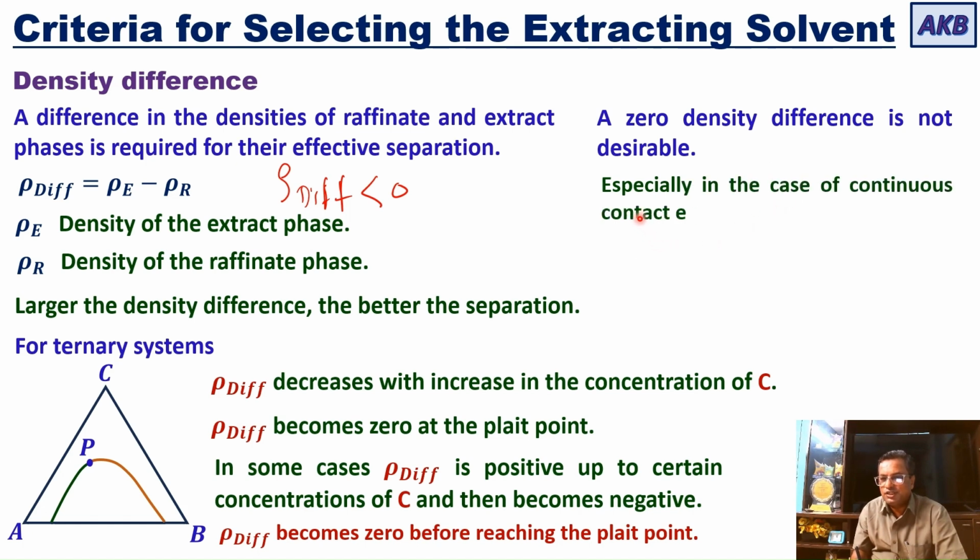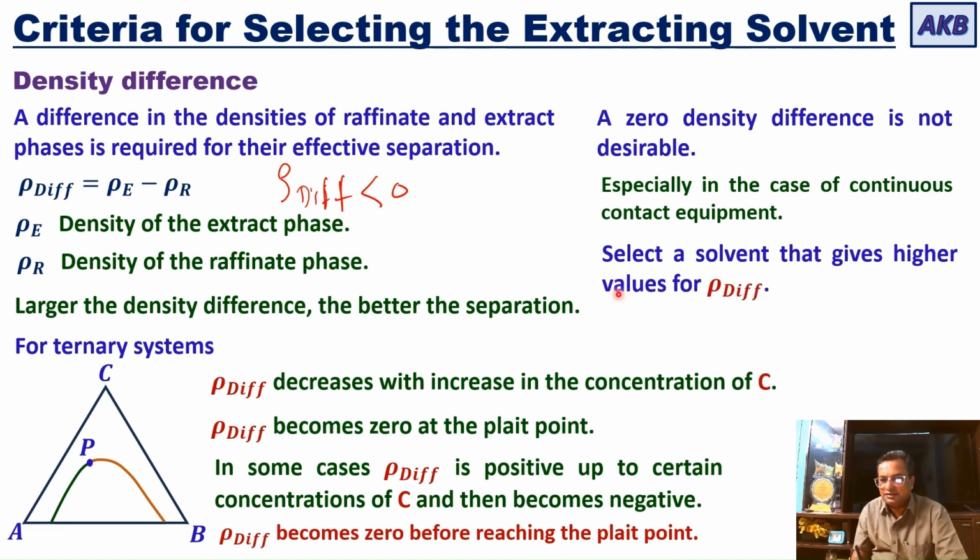And this is especially true in the case of continuous contact equipment. So what is our conclusion? We are going to select a solvent that gives higher values of density difference. So you select a solvent that will give a larger density difference between raffinate and extract phases.